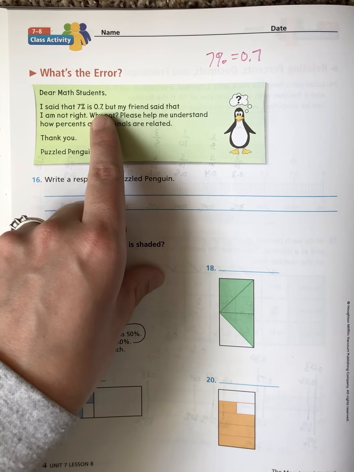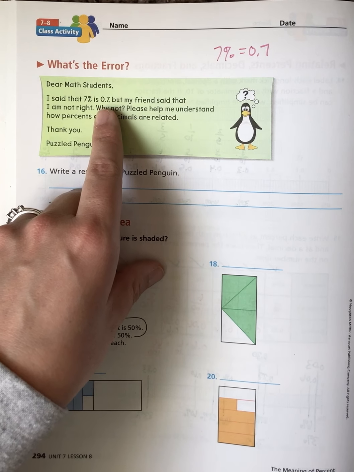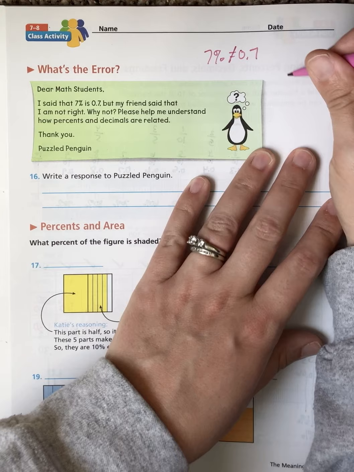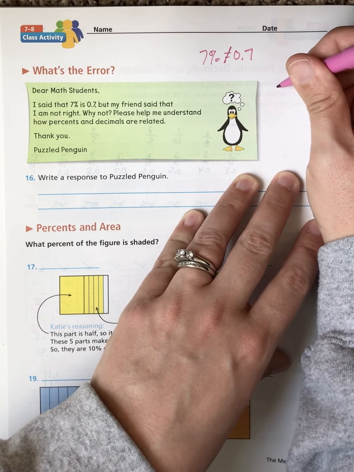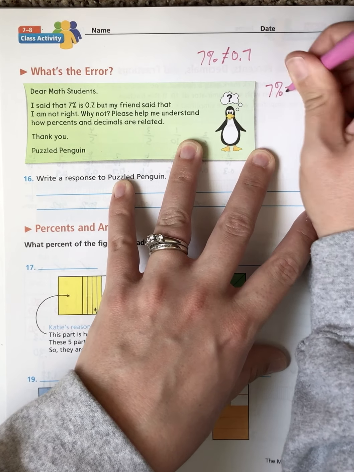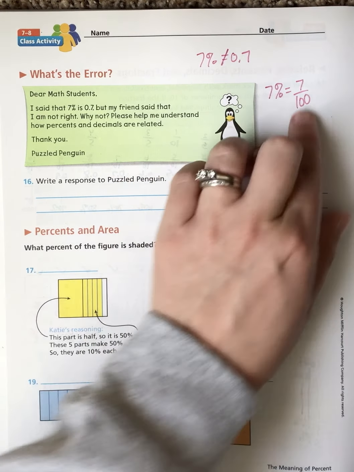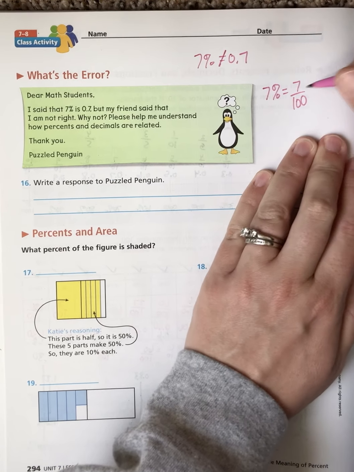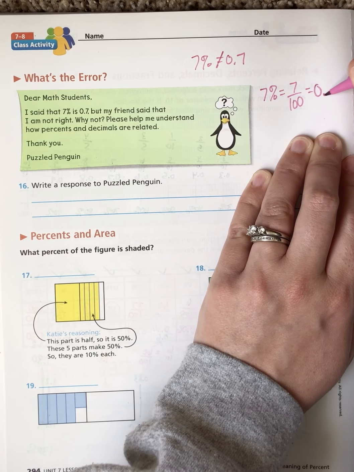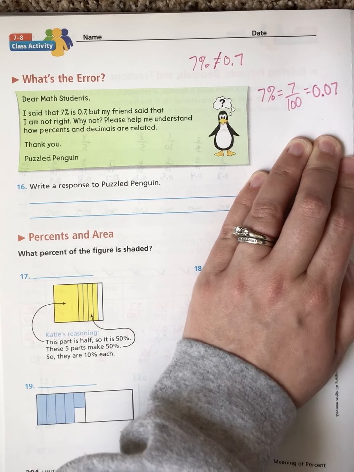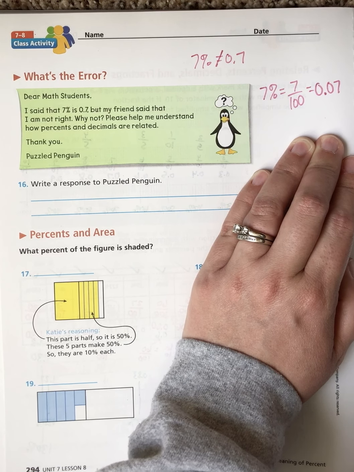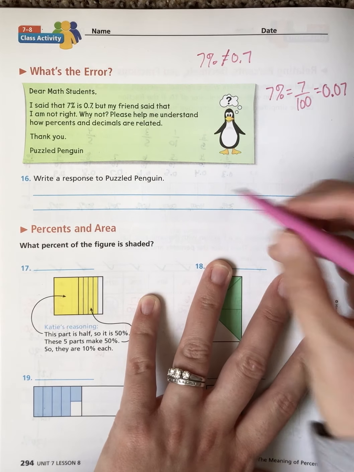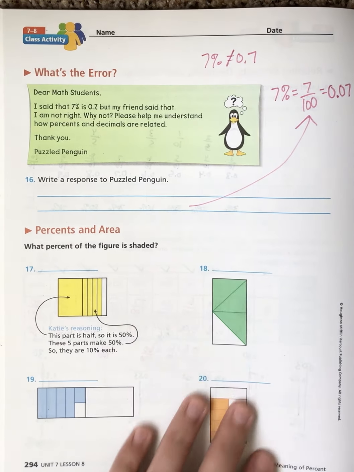Okay, well, he said 7% is equal to 0.7. Now, we know that Puzzled Penguin always makes mistakes that kids make a lot. And this is not true. It's actually not equal, okay? The reason we can explain is because 7% can be written as 7 out of 100. Remember, when you're working with the percent, it's always out of 100. And how do we write the decimal 7/100ths? It's 0.07, not 0.7. So that's the mistake that he made. It should have been 0.07 instead of 0.7. So there's my response to him.